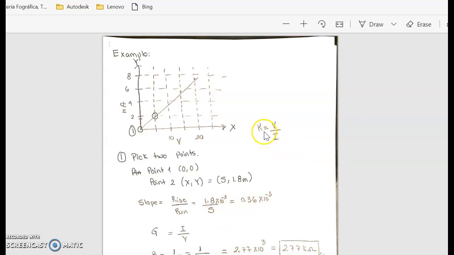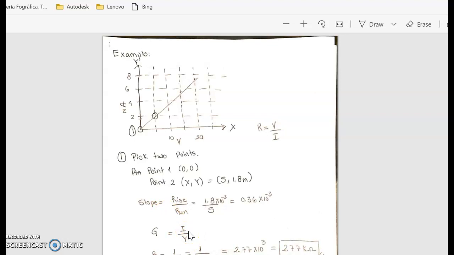The resistance is defined using Ohm's law as voltage over current. If I do this rise, what is the rise? It is current, and the run is voltage. So I have current over voltage, which is exactly opposite to here. So what is this definition? If I just find the slope, what I'm finding is the conductance.